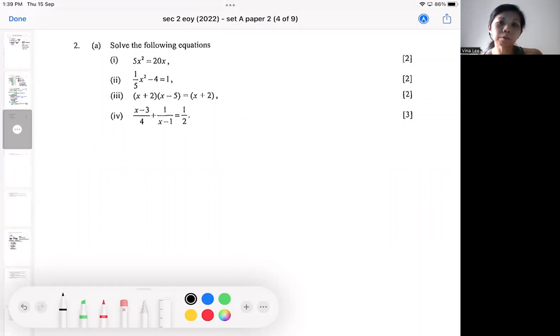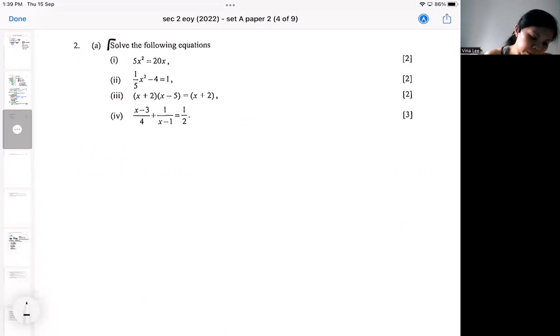For question 2a, the instruction is to solve. So stay focused. Solve means you will find the value of x, which some of you didn't. Some of you, I don't know what you are doing. I don't think you also know what you're doing.